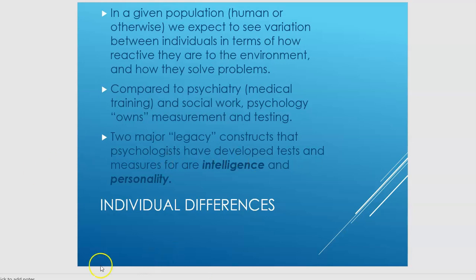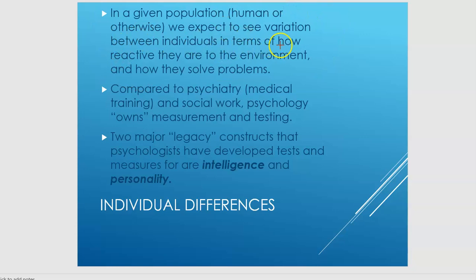So in a given population, whether this is humans or non-human animals, we expect to see variation between individuals in terms of how reactive they are to the environment and how they solve problems.